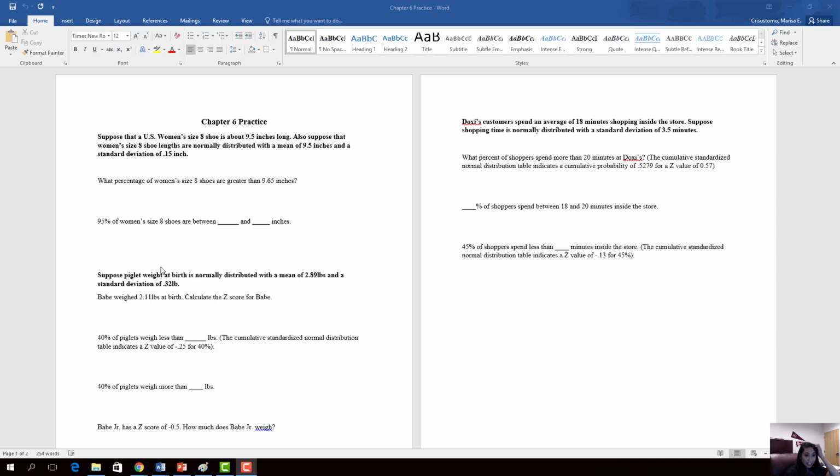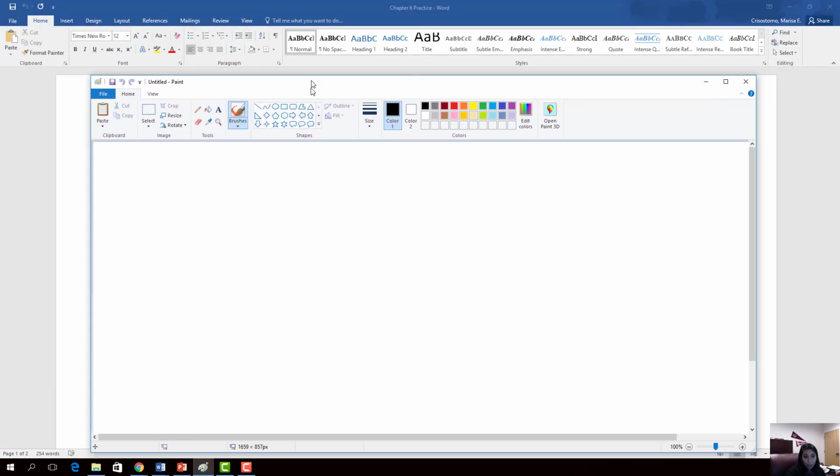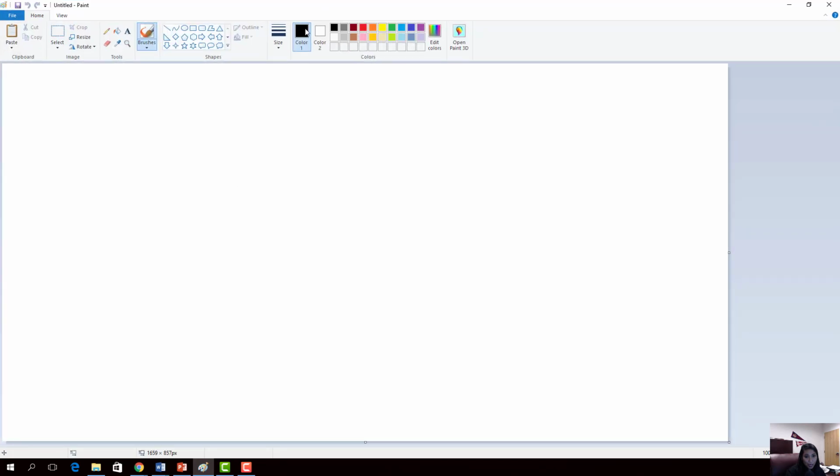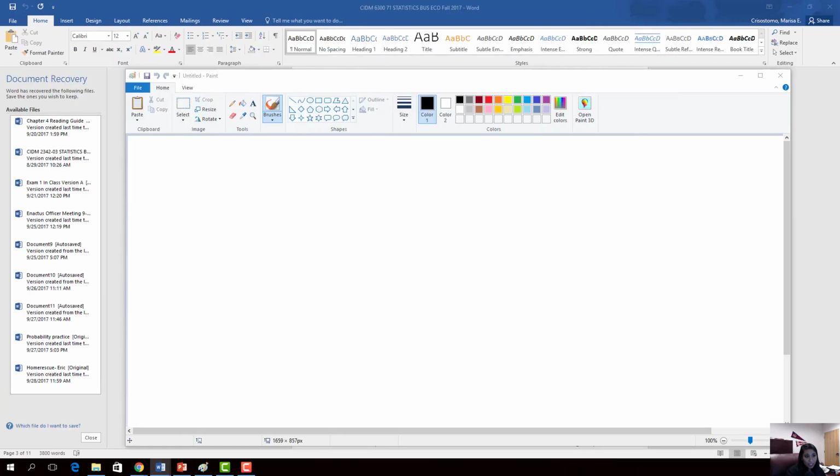Number 1 is suppose that a U.S. women's size 8 shoe is about 9.5 inches long. Suppose that a women's size 8 shoe length is normally distributed with a mean of 9.5 inches and a standard deviation of 0.5 inches. And we want to know what percentage of size 8 shoes are greater than 9.65 inches. Now, this question we actually went over in Chapter 3, and that's where everything lines up perfectly with our standard deviations and our z-scores.